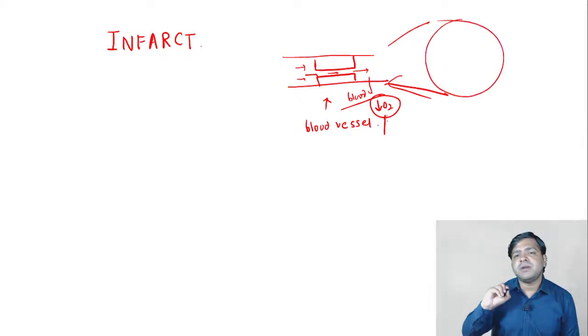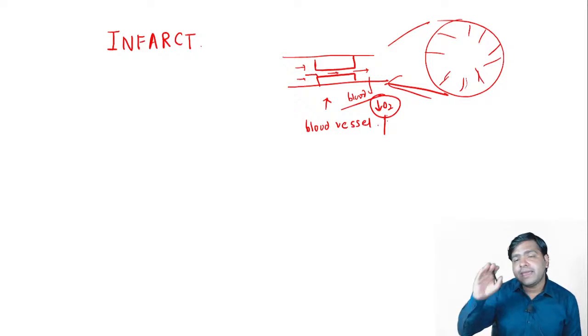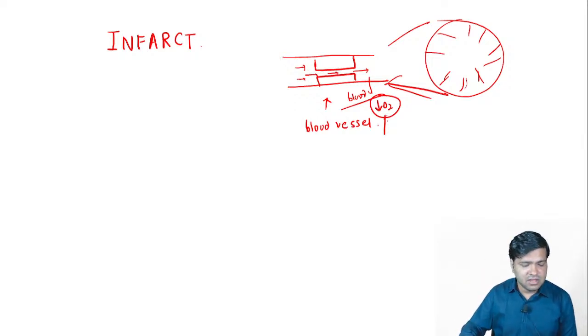If this is a particular organ, what will happen? The various areas in this organ, due to depletion of oxygen, will start changing color due to loss of oxygen. Yes, Rajesh, it is the apex. So there will be formation of an infarct.